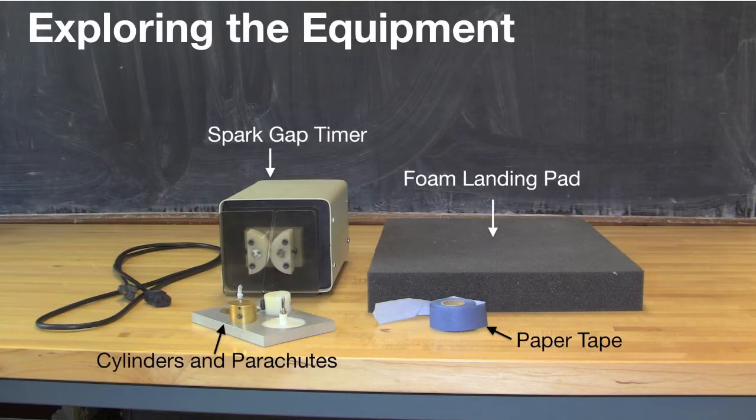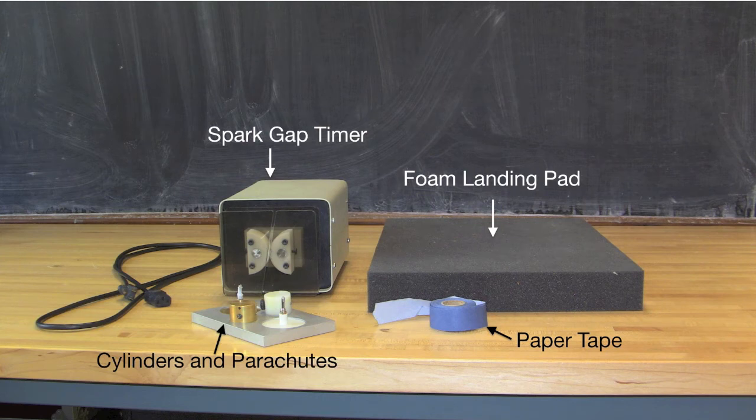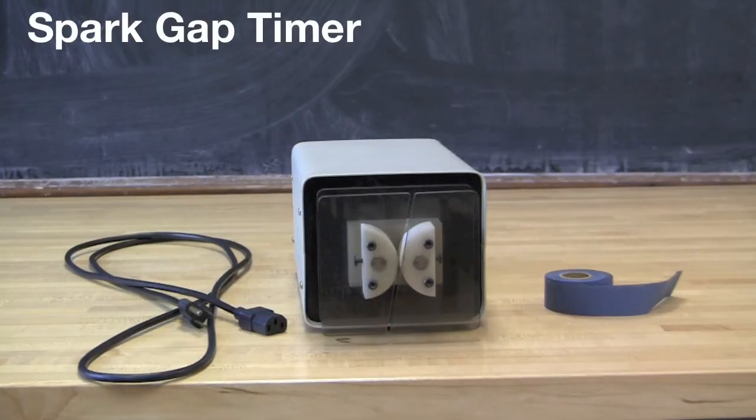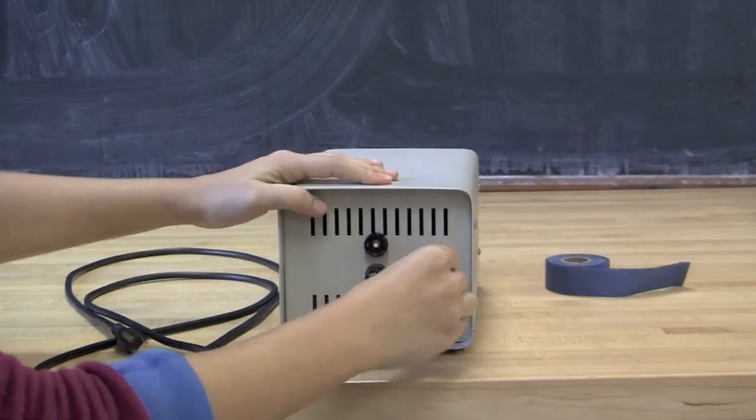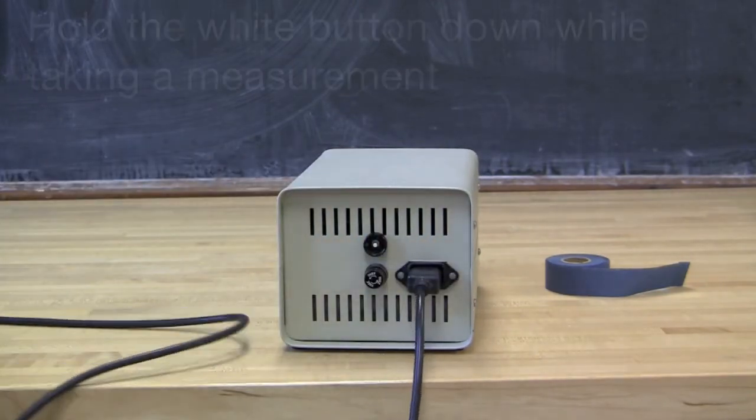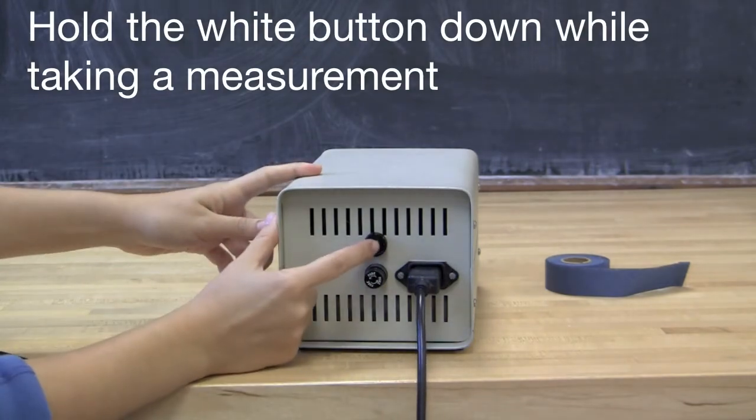You will use the spark gap timer to measure the acceleration of the brass and plastic cylinders in freefall. You will then attach the plastic and brass discs to these cylinders to measure the effects of air resistance. The spark gap timer works by burning marks in the paper tape at a frequency of 60 Hz, or 60 times every second. After you've connected the power cord, hold down the white button during measurement to burn marks on the paper tape.